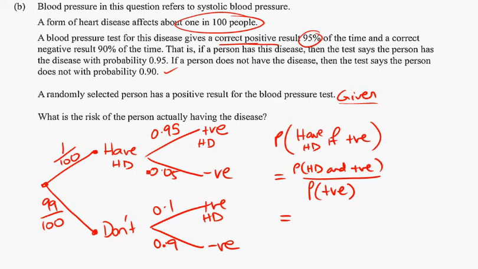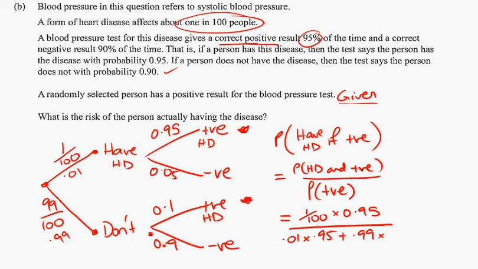So the top number is easy, probability of having heart disease and you test positive would be 1 over 100 times 0.95. Probability of a positive test, there's two ways that can happen. So we multiply down the branches and add the two numbers together. 1 in 100 we could write as 0.01 and this one's 0.99 to make the maths a bit easier. Working all that out, 0.0876.